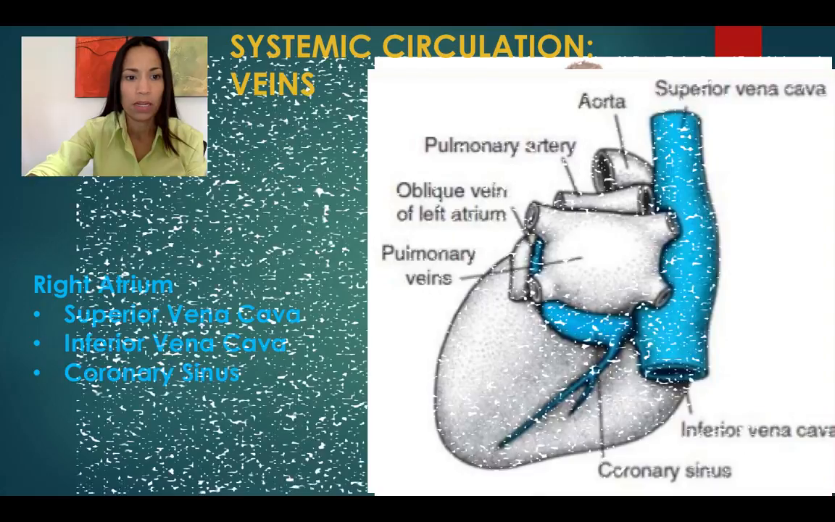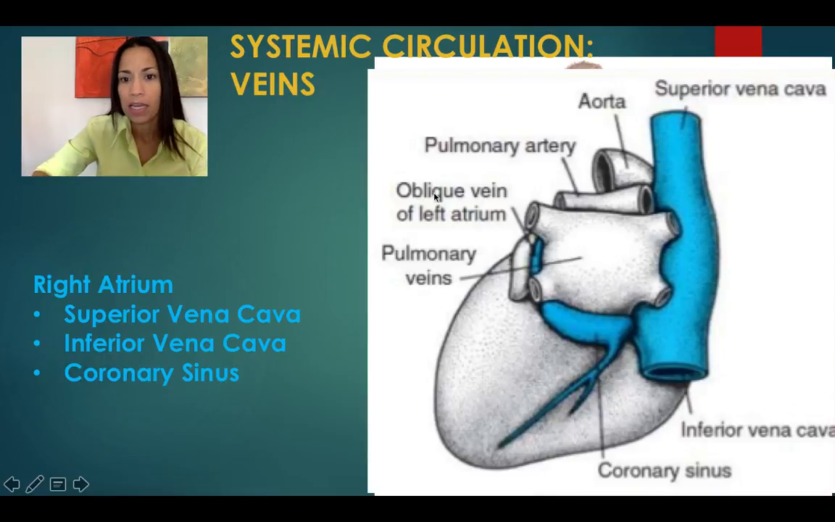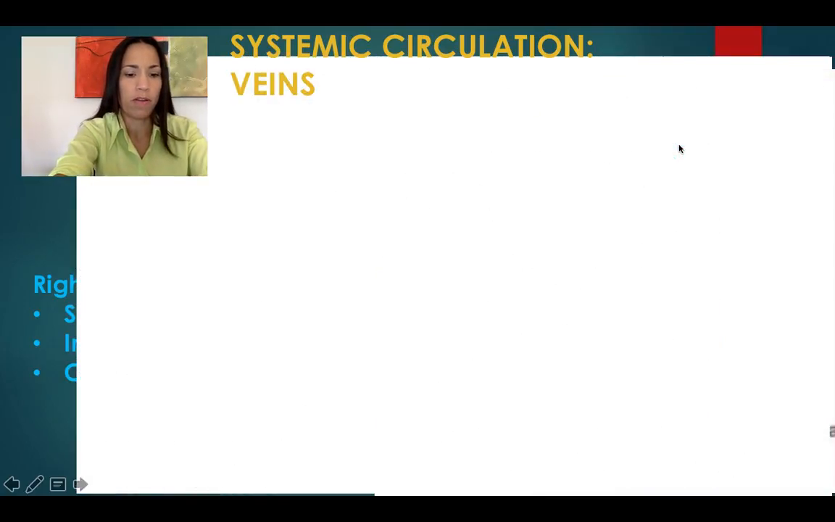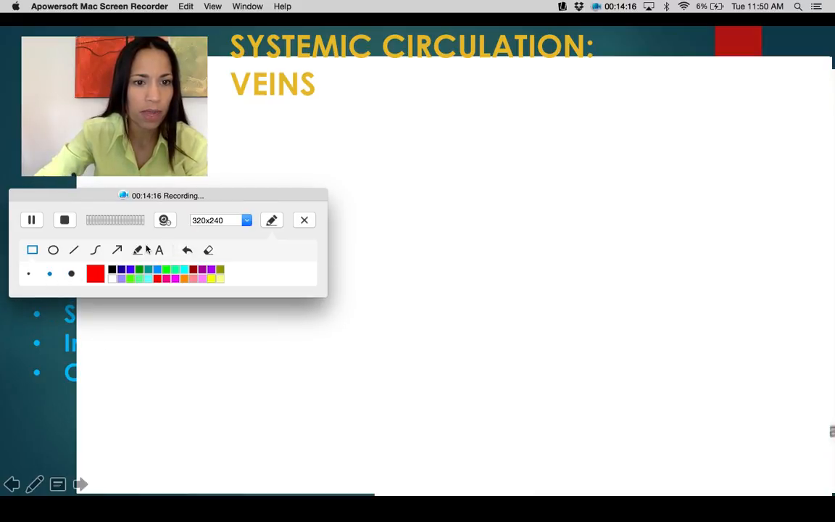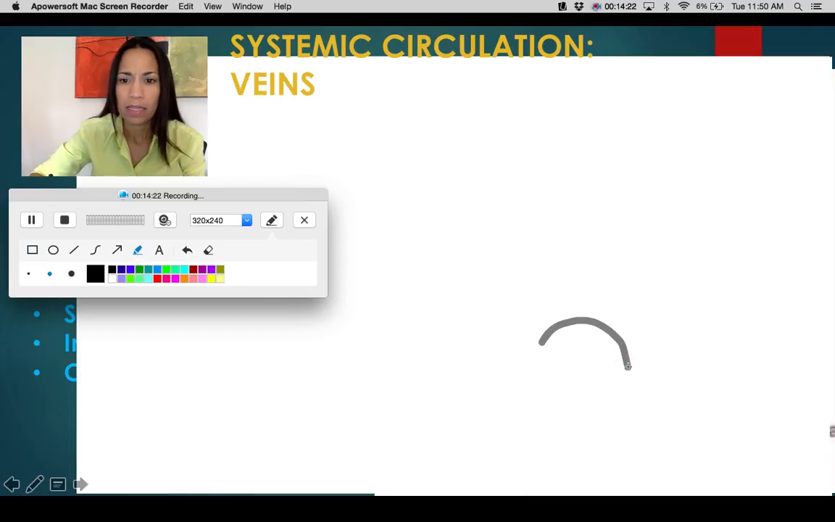Okay, so in here we can see, and I showed you this before, how the veins are opening into the right atrium. This is the coronary sinus, draining all the deoxygenated blood from the heart, the inferior vena cava that we'll describe later. And let's now talk a little bit about the superior vena cava. Let's see how it's formed.